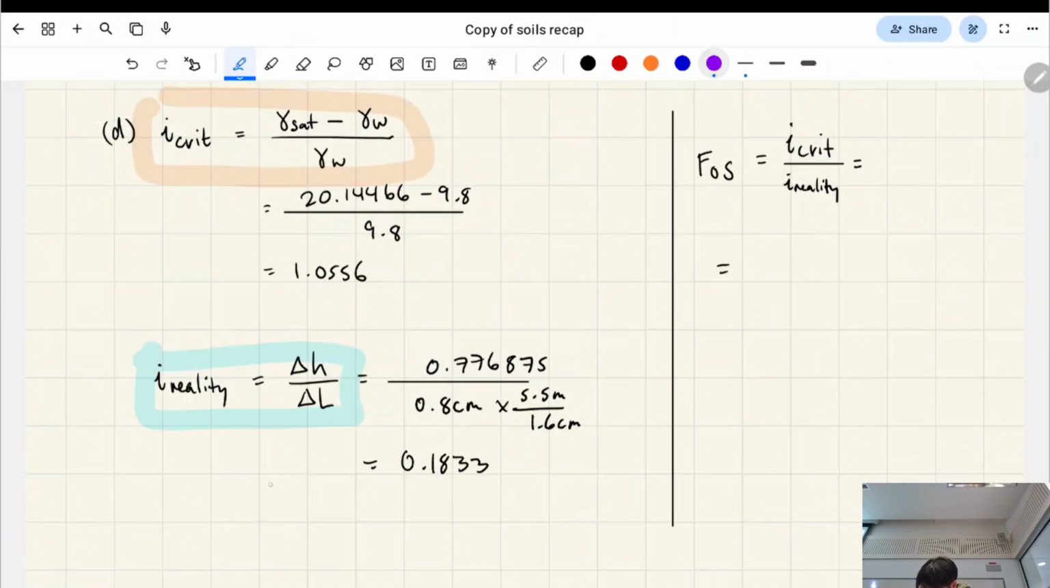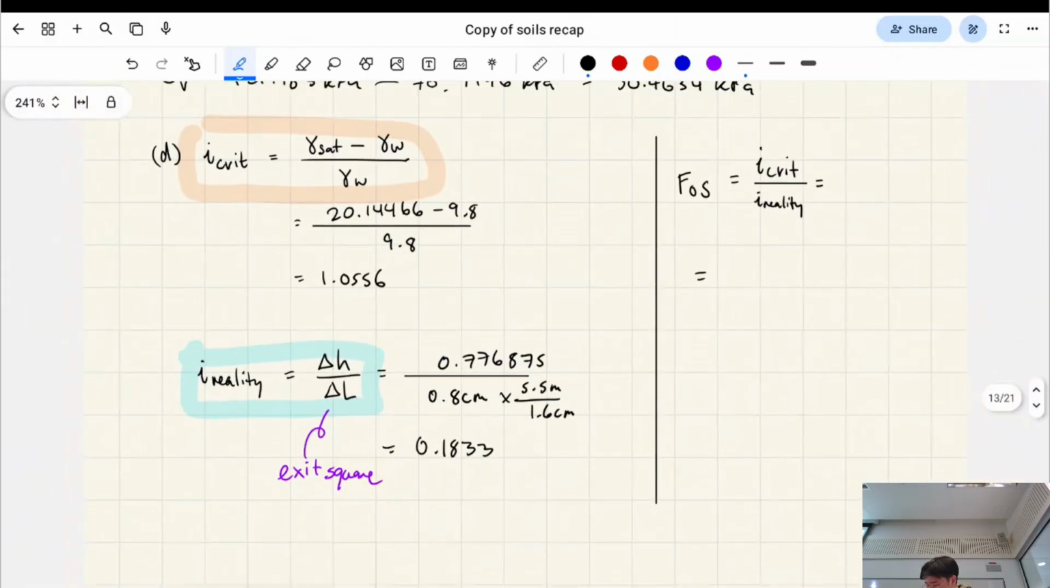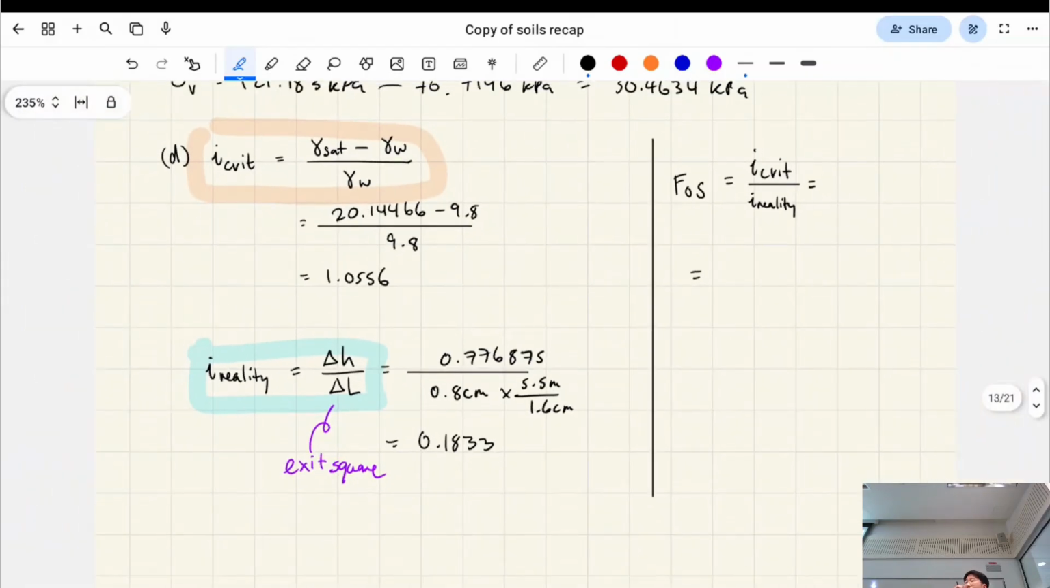And just keep in mind this is your exit square, right? The length of the final drop. Okay, so how factor of safety works, right?